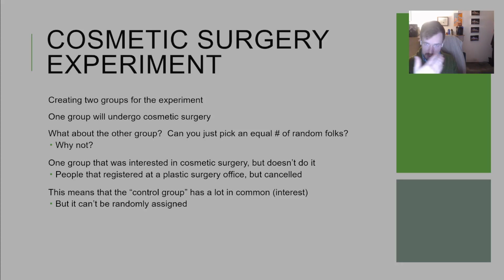One group got the cosmetic surgery, and then the other group expressed that they were interested in cosmetic surgery. They set up an appointment at a plastic surgery office, but then they canceled it. Those were the participants of the second group. They are going to be the control group because they had the desire to have cosmetic surgery but didn't actually get the surgery. So that is the difference between those groups.